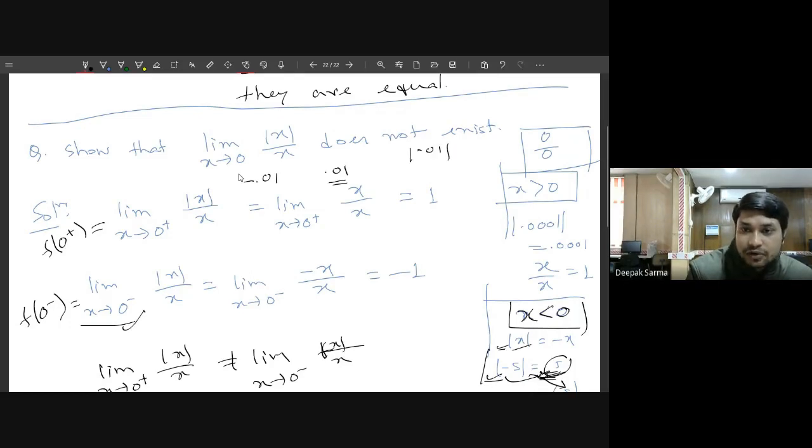You get 0.01 by 0.01. You get 1, isn't it? But again, if you choose a number very close to 0, like 0.01 but negative of that, so what do you get? Mod of minus 0.01 by minus 0.01. What do you get here? Here you get 0.01 in the numerator, and in the denominator I have minus of 0.01. What do you get? You get minus 1.